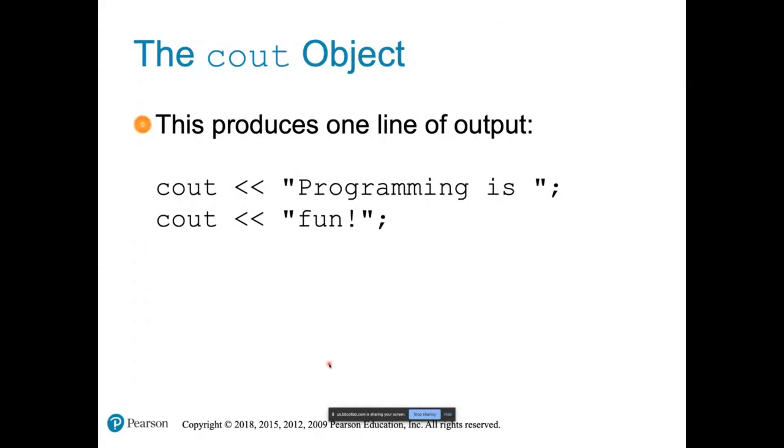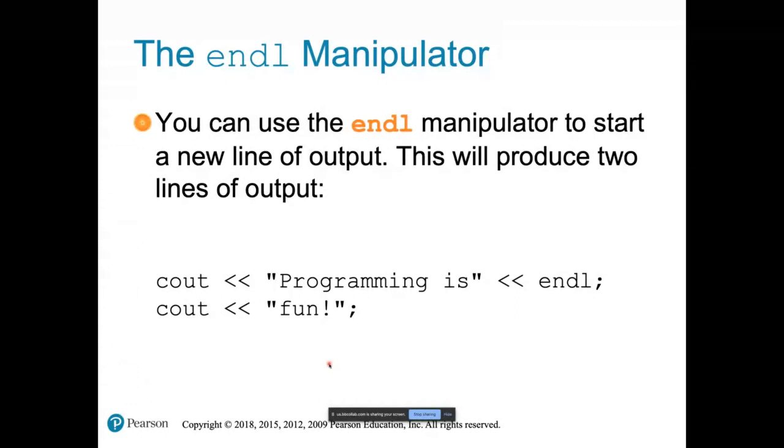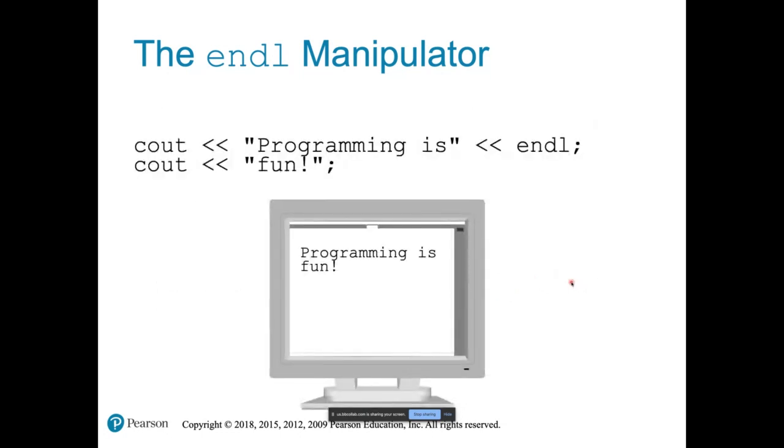Here's just an example right here. 2 cout statements, but it only forms one single output on the monitor. If you want to make it go to a second line, you will use this endl. This is not a 1, this is a lowercase l. Pretend like you hit the enter key, and like in Word, it goes down to the next line. Programming is, next line, fun. Any questions on that? That's the way we're starting to format our output. And here's just what it looks like on the screen.